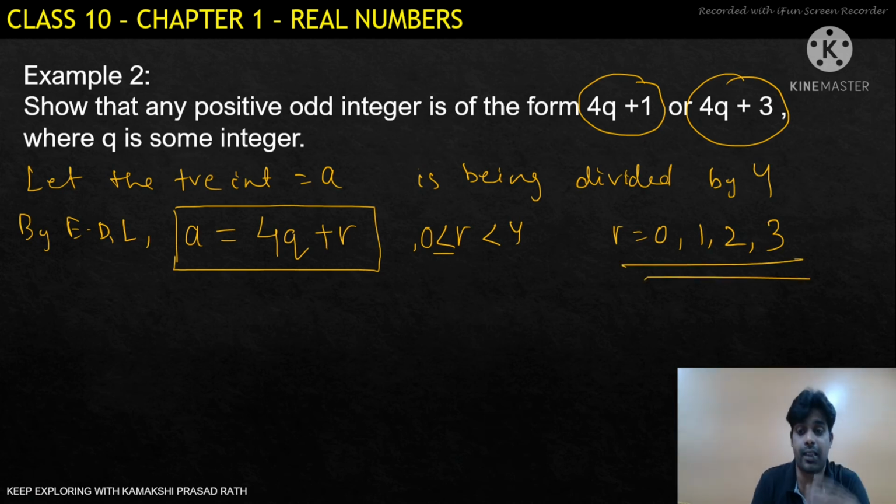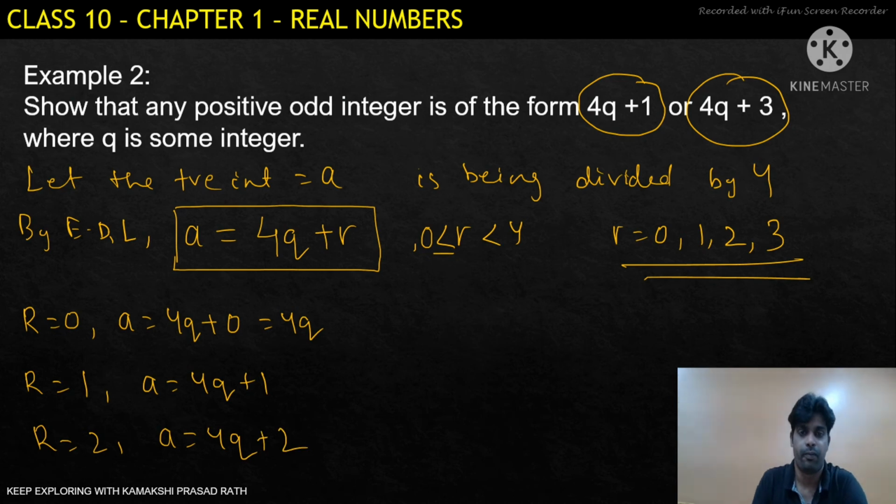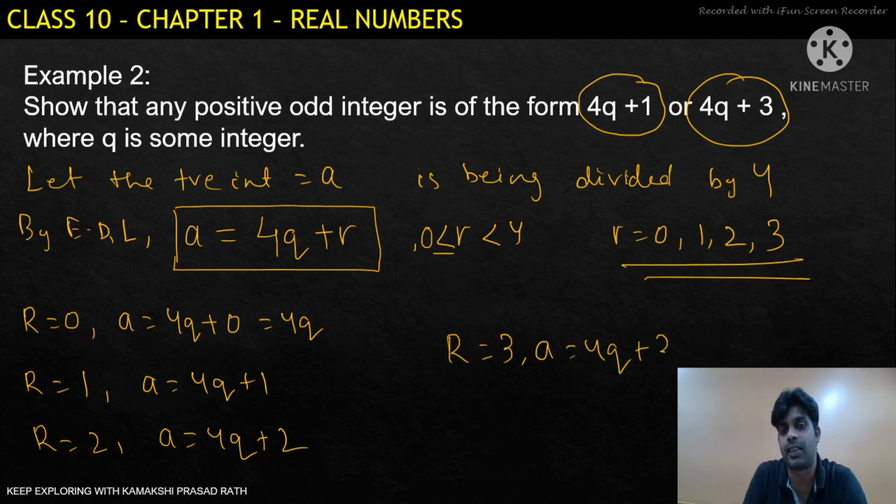Okay, so we have got 4 cases now. Case 1, the remainder is 0. So if the remainder is 0, a equals 4q plus 0, that is 4q. Next, when the remainder is 1, a is 4q plus 1. When the remainder is 2, a is 4q plus 2. And the next one, when the remainder is 3, a equals 4q plus 3. So these are the 4 forms you will get according to the remainders.